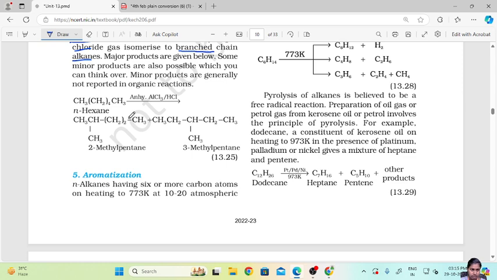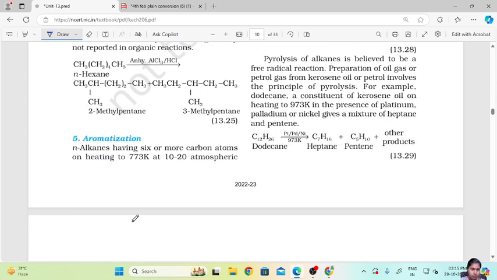Here n-hexane, many hexane molecules, are reacted in the presence of anhydrous aluminum chloride and hydrochloric acid. What you get is two products. Okay, first one is 2-methyl pentane and second one is 3-methyl pentane. Okay, these are the two major products.